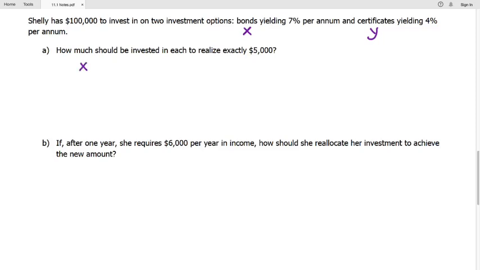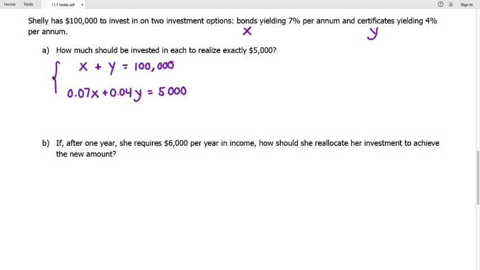Well, we know that the total amount of money invested in bonds plus the total amount of money invested in certificates is going to equal the amount of money that we're investing, that $100,000. And then we know that if we make 7% on bonds, so remember we never use the percentage in the equation, we'll use the decimal value of that percentage. So 0.07 times the amount we invest in bonds plus 0.04 for the 4% we invest in certificates needs to add up to the $5,000 we're looking to earn. So that is my system of equations.